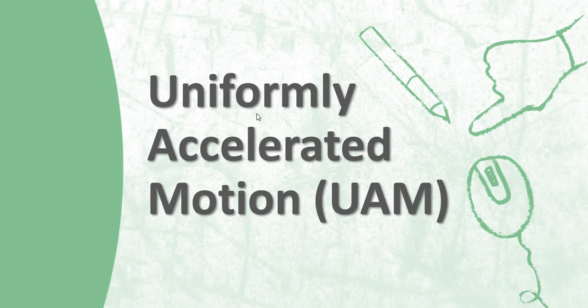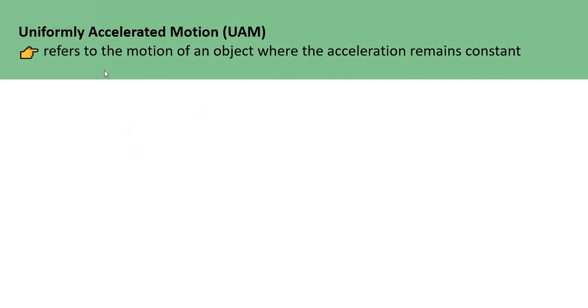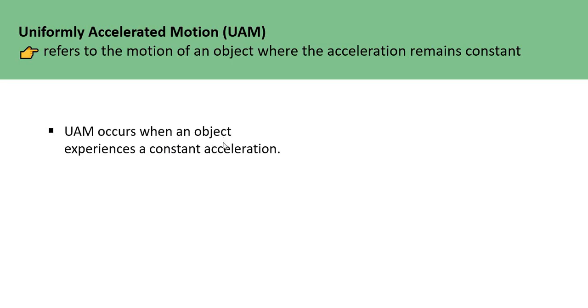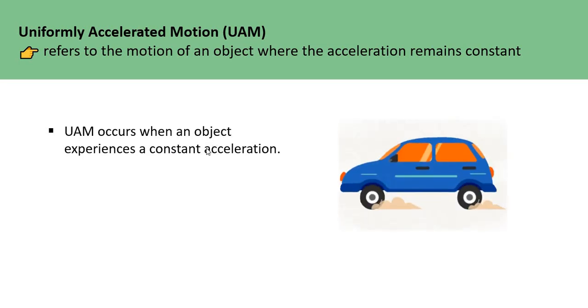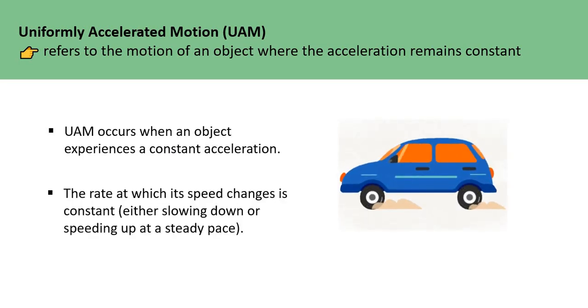Today, we will explore the concept of uniformly accelerated motion. Uniformly accelerated motion, or UAM, refers to the motion of an object where the acceleration remains constant. In this type of motion, the velocity of the object changes at a constant rate over equal intervals of time. UAM occurs when an object experiences a constant acceleration. The rate at which its speed changes is constant, either slowing down or speeding up at a steady pace.